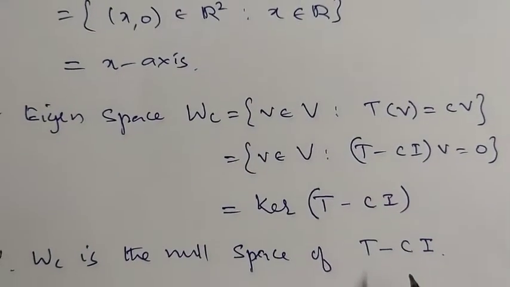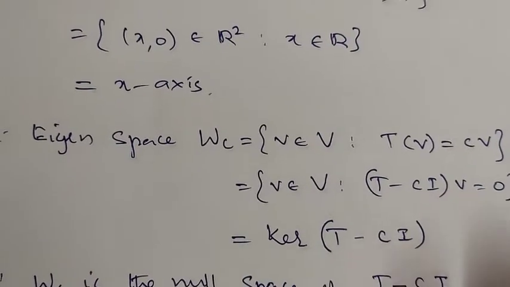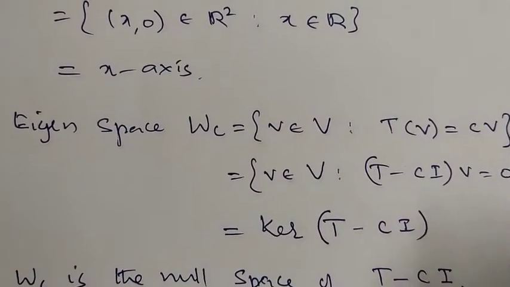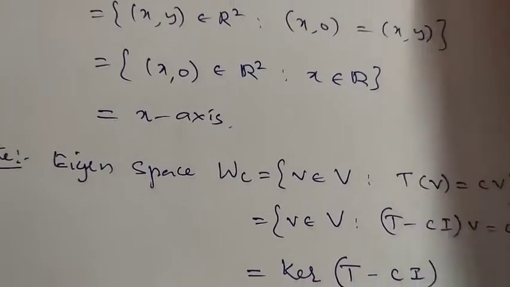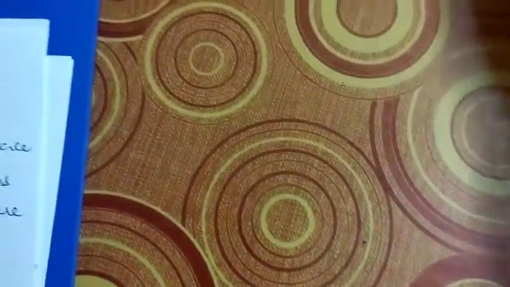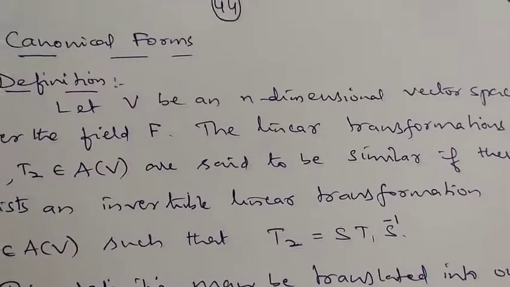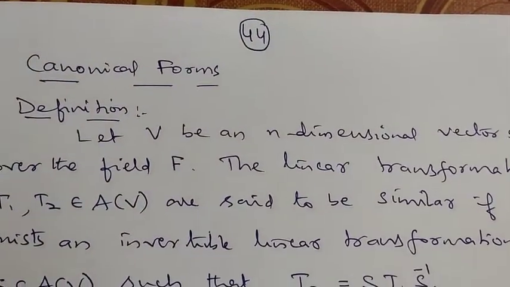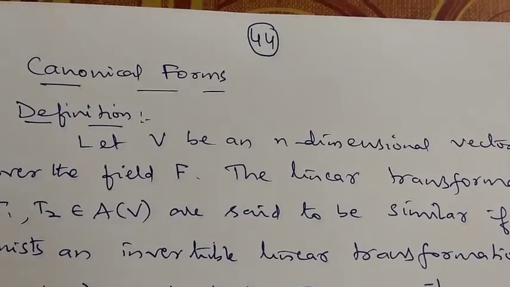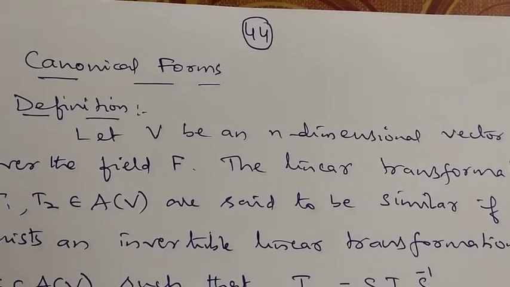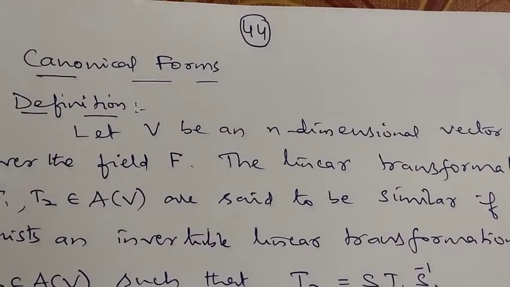These are the few results that were missed in the last classes. Okay. So, now I will continue the matrix of linear transformations again. Now, let us come to the important section, which is the canonical forms. Now, what are canonical forms? Let us discuss now. Okay.